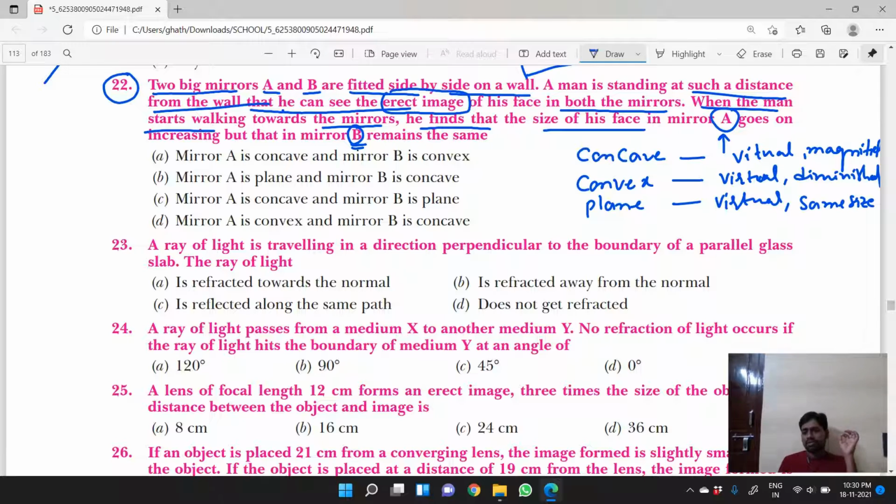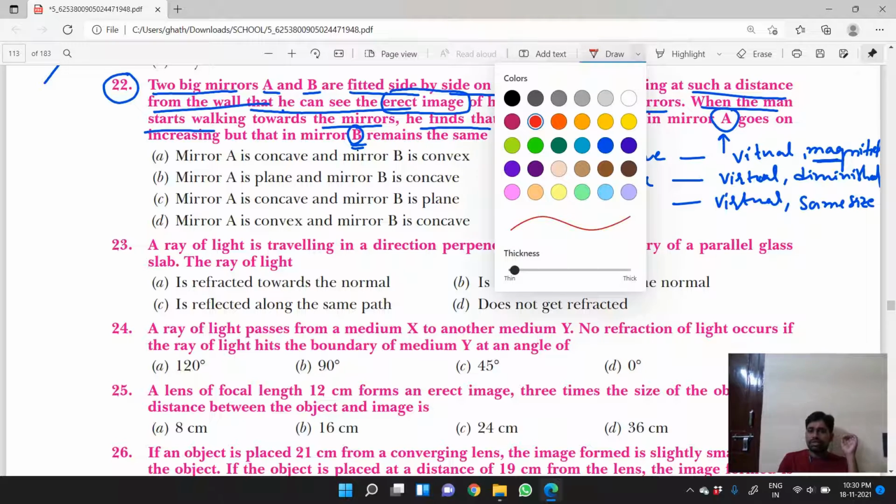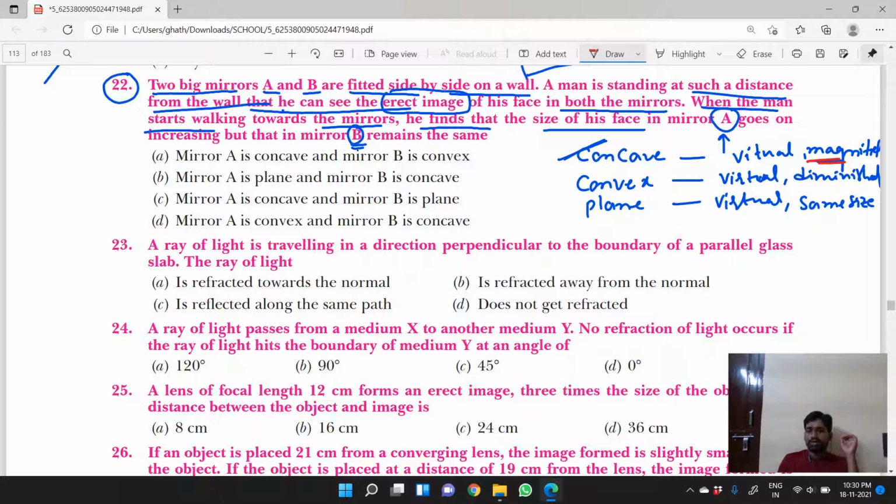When you are doing any kind of question, try to go to its background and verify yourself. Here the size is increasing, that is magnified, so we see it is concave. Same size means it is not increasing, so it is plane. So the answer is mirror A is concave and mirror B is plane. Mirror B convex is wrong, and plane increasing is wrong. So this is the answer.